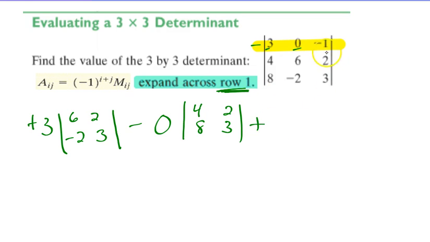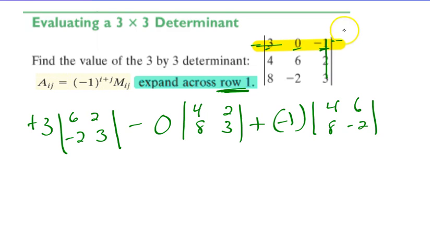And then I would say plus this guy, which is a negative 1. A little bit confusing. I should have just said minus 1. But eliminating row 1 and column 3, I'm left with the 4, 6, 8, negative 2. So this is an alternative method.